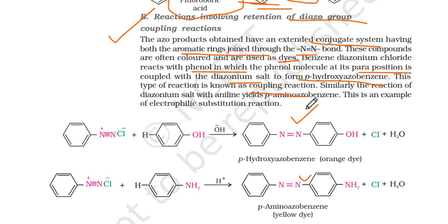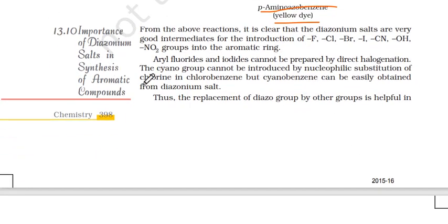Similarly, the reaction of diazonium salt with aniline yields para-aminoazobenzene. This is an example of electrophilic substitution reaction. So what happens is, even when you have your hydroxyl group over here, it will be coupled with the N=N. So there will be retention of the nitrogen atoms present over there. It won't be replaced as in the previous cases that we did already. Then this is para-hydroxyazobenzene, which is an orange dye, and this is para-aminoazobenzene if you treat aniline with diazonium salt. Now we have the importance of diazonium salts in the synthesis of aromatic compounds.